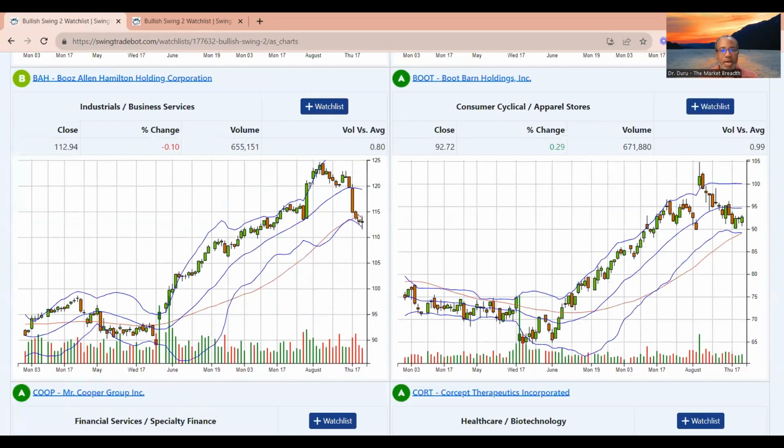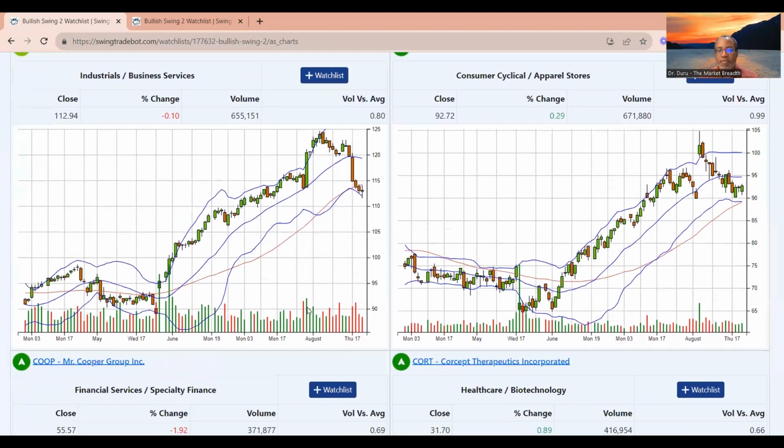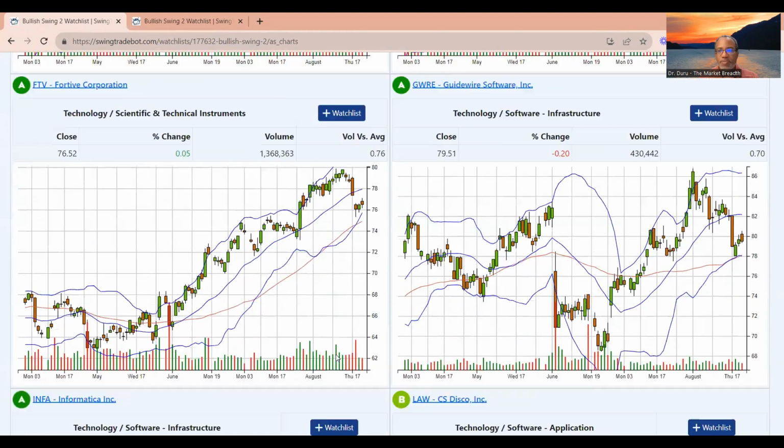I don't like Booz Allen Hamilton anymore because it's broken down below the 50-day moving average, which I think of as being bearish. So I click it here. And notice I'm not deleting it one by one. I'm just going to click on the checkbox as I go along, and I'm going to delete everything all at once. So this is looking good. Wow, this is one I actually should be on my buy list tomorrow. This is CORT, C-O-R-T. That one looks fine.